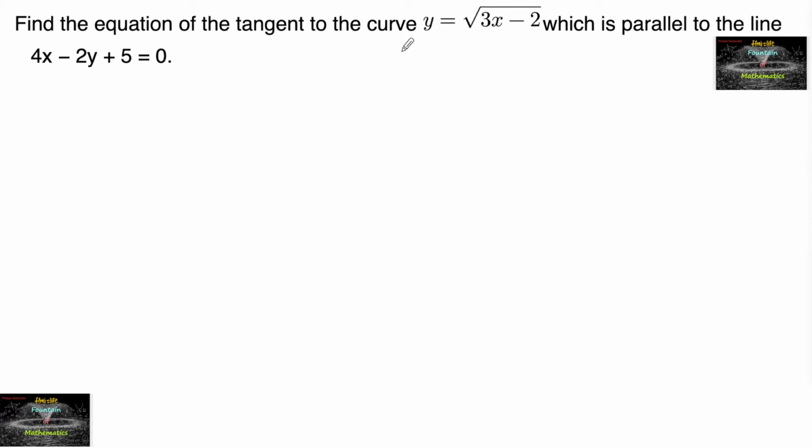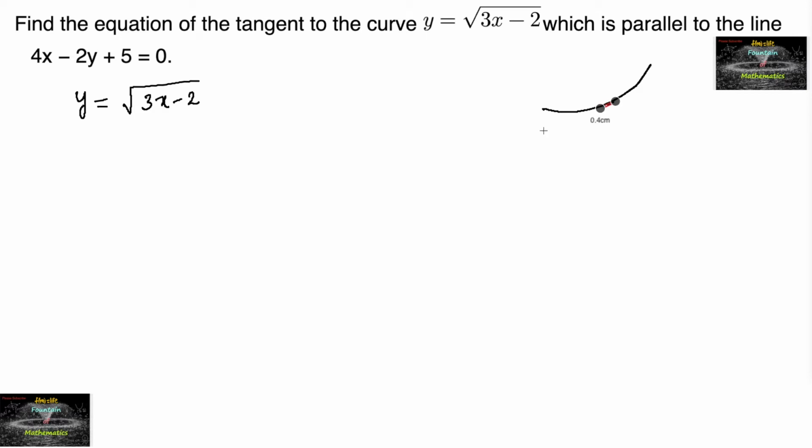Find the equation of the tangent to the curve y = √(3x − 2), which is parallel to the line 4x − 2y + 5 = 0. So let the curve be y = √(3x − 2), and the tangent is drawn parallel to the line.